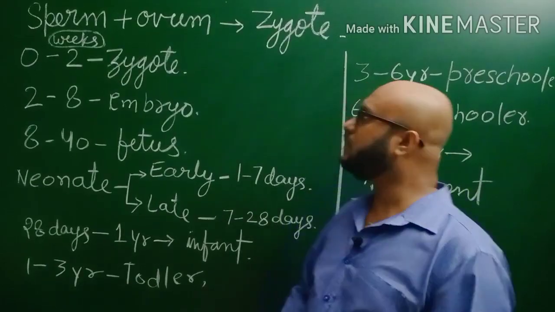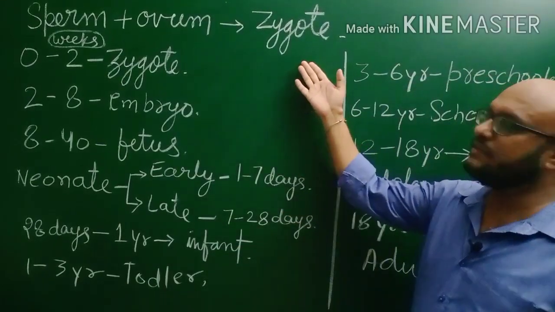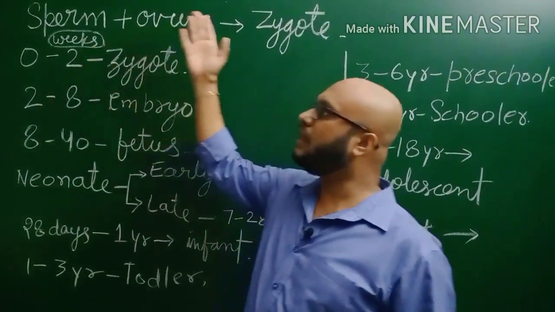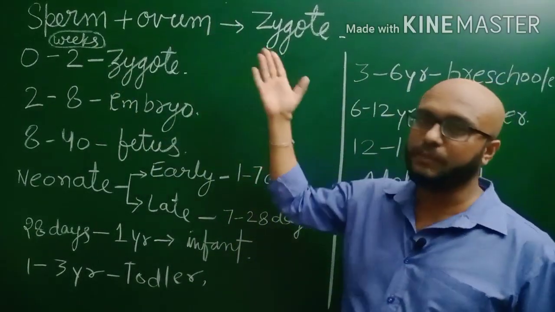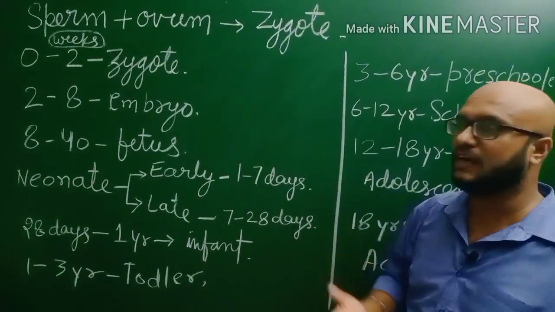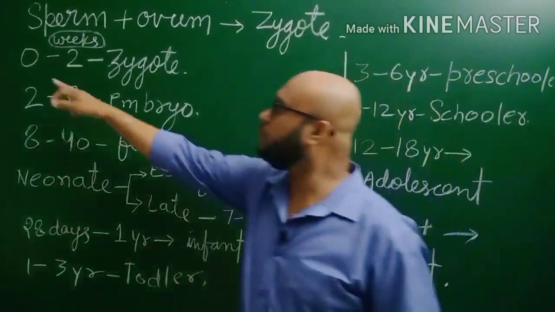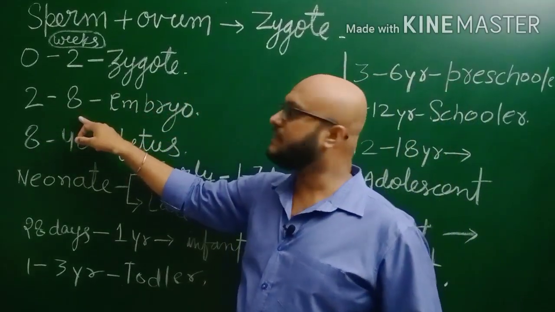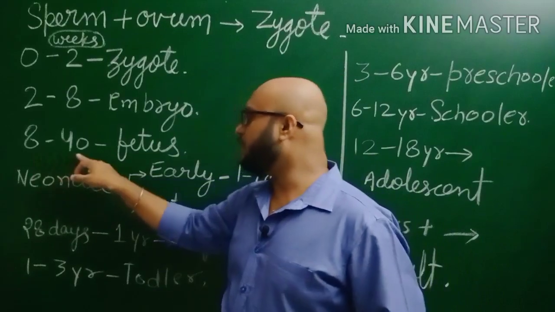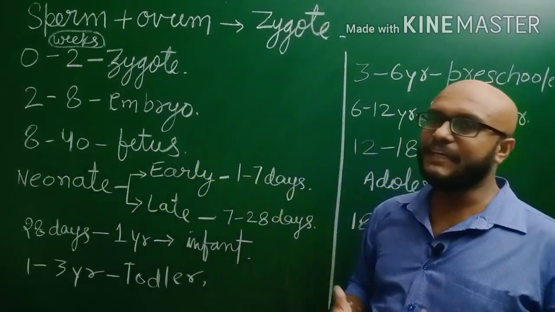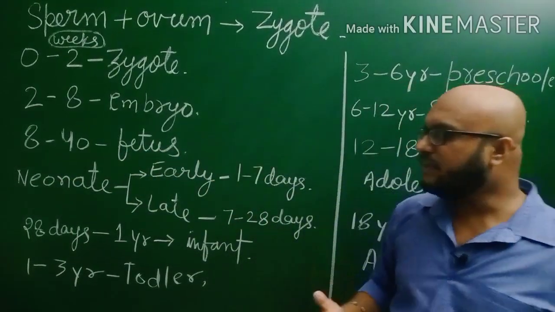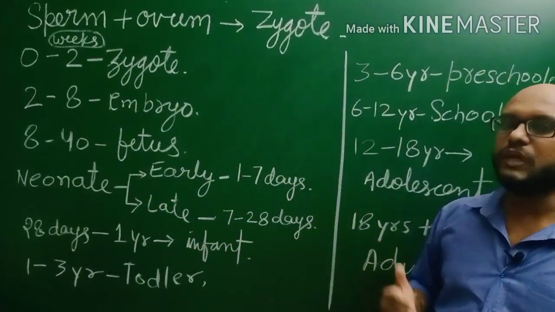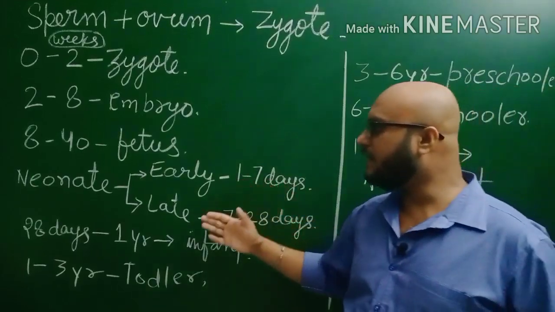Now we talk about the first cell of life, that is the zygote. Zygote is formed due to the combination of sperm and ovum. This process is known as fertilization. 0 to 2 weeks is zygote, 2 weeks up to 8 weeks is embryo, 8 to 40 weeks is known as fetus, and now the baby is delivered. Now it is known as neonate up to 28 days. There are two types of neonates, early neonate and late neonate.